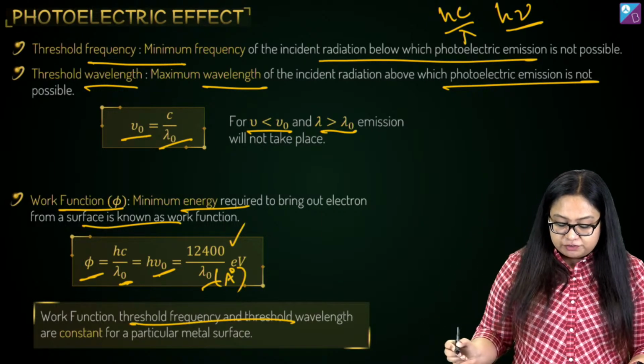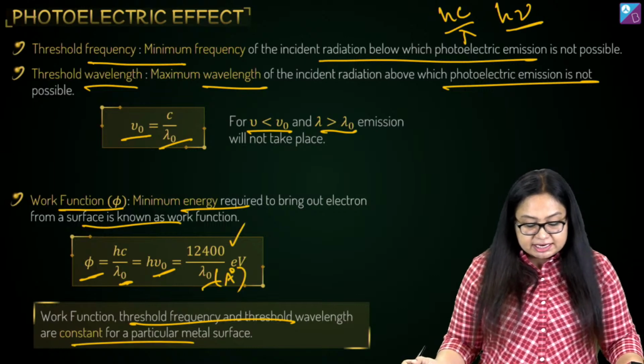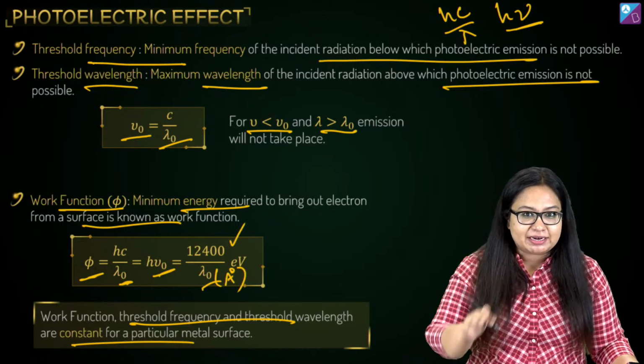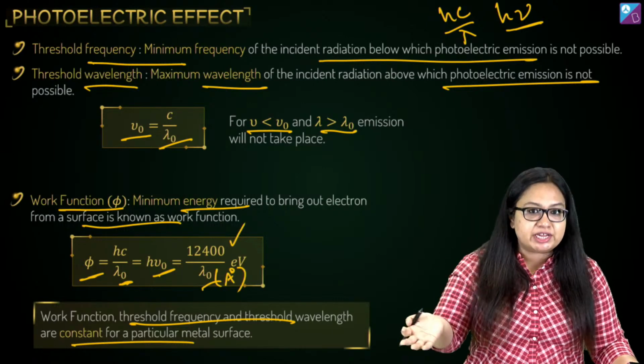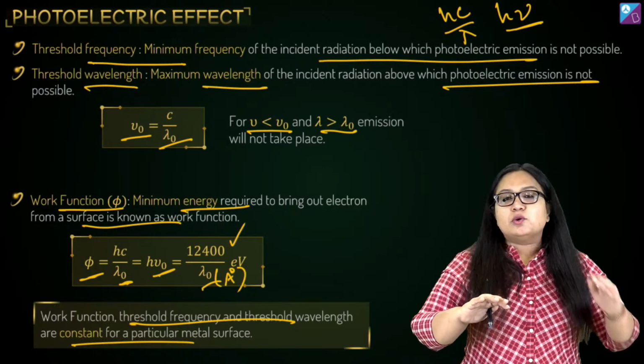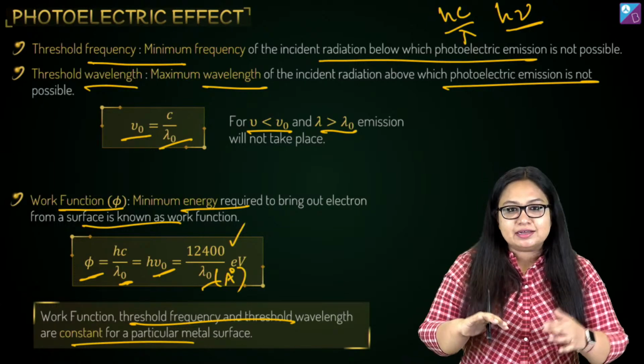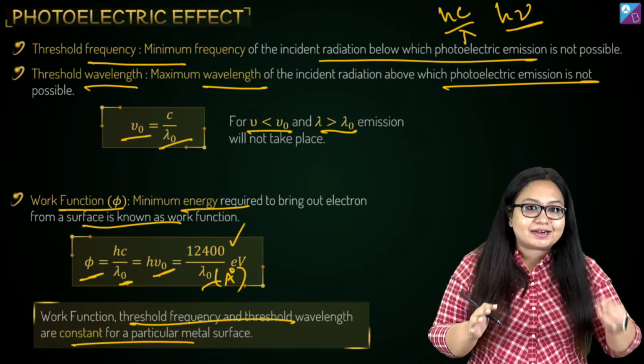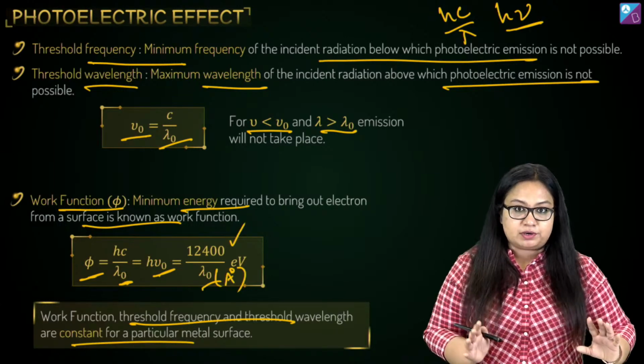Work function, threshold frequency and threshold wavelength are constant for a particular metal surface. They depend on the material, on the metal. If you change the metal, they are going to change. If you do not change the metal, no matter which radiation is falling on it, the threshold frequency, threshold wavelength, and work function are characteristics of the metal surface that we're talking about.